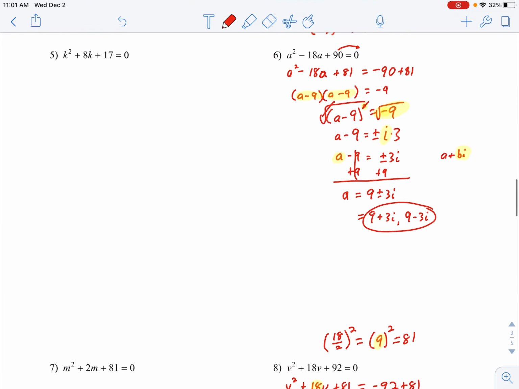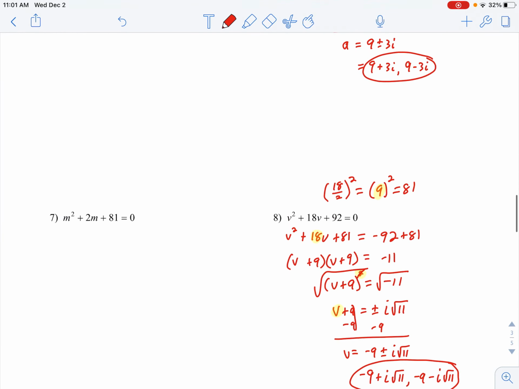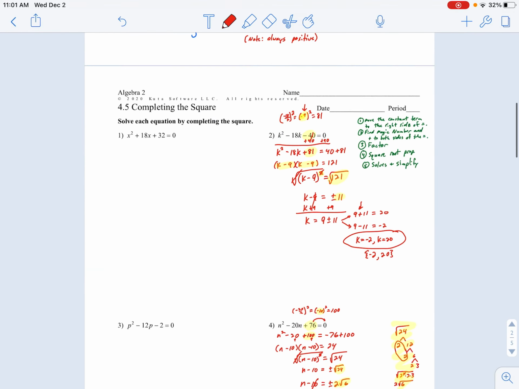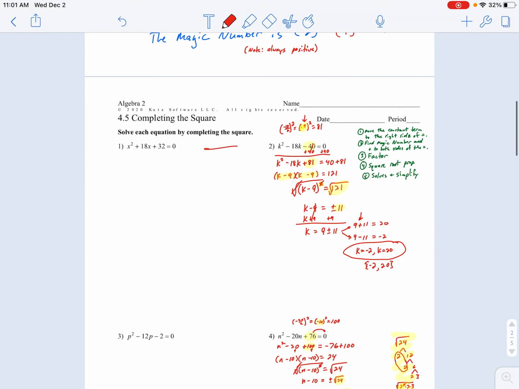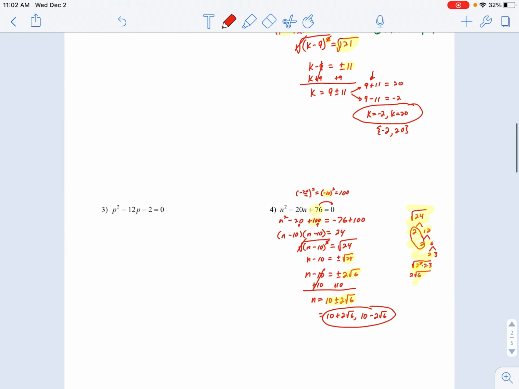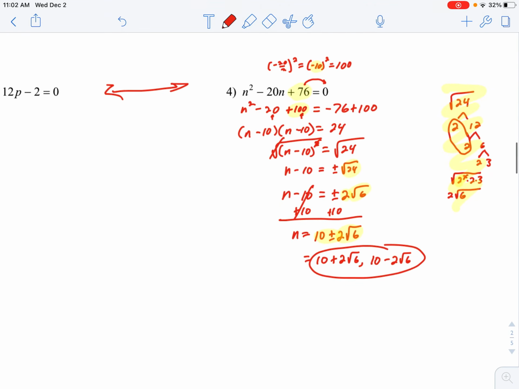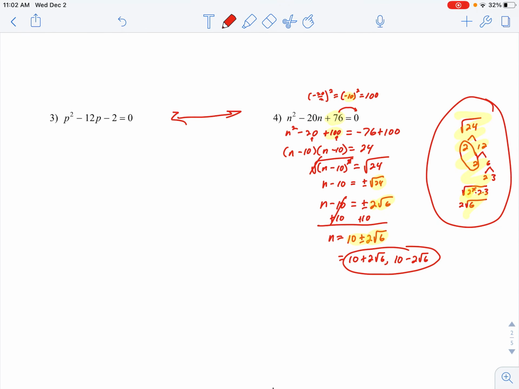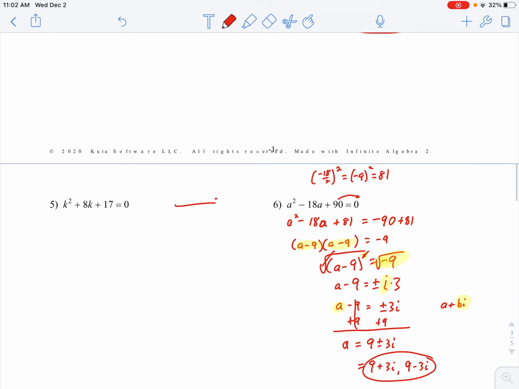Okay, that's the whole lesson. Now, I've set this up to be fairly straightforward, so when you do number 1, it's going to be very similar to number 2, meaning you should get whole number answers. Number 3 should be very similar to number 4. Going to get radical answers, and you're going to have to do some simplifying. Number 5 is going to be a lot like number 6.